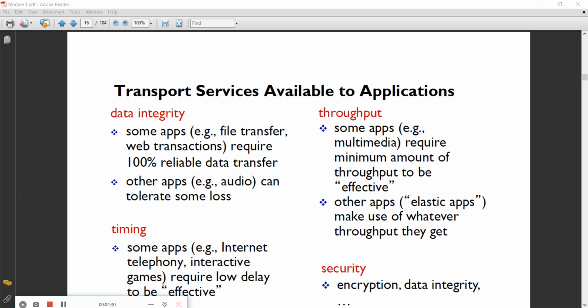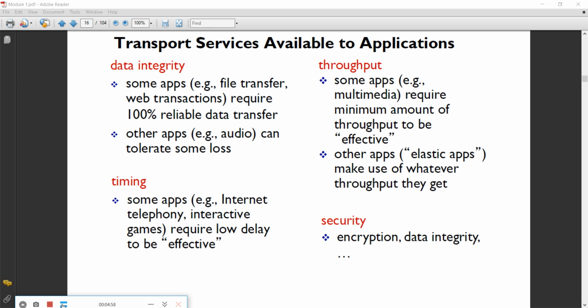Applications that have throughput requirements are said to be bandwidth sensitive applications. Many current multimedia applications are bandwidth sensitive, although some multimedia applications may use adaptive coding techniques to encode digitized voice or video at a rate that matches the currently available throughput. Next, timing.